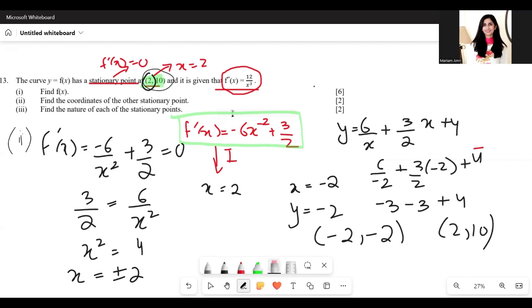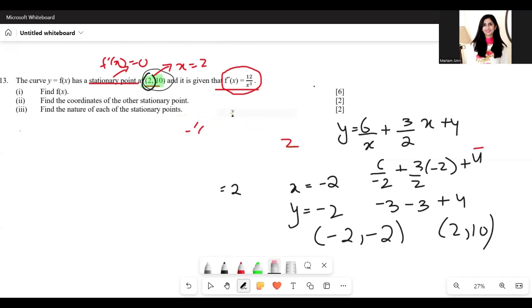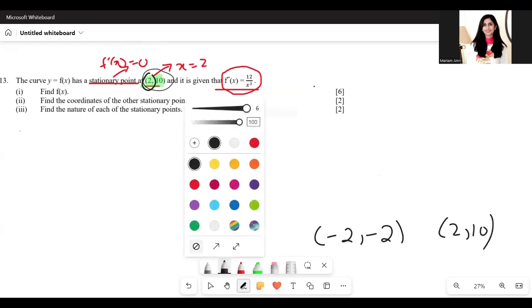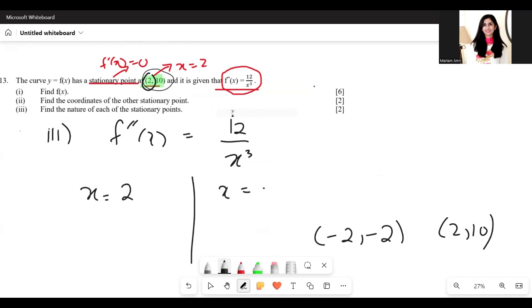Now it says find the nature of these stationary points. So we have to tell which one is maximum and which one is minimum. For that, we would have to double differentiate, but this question has already given us the second derivative, so we're going to just use that. f double prime x is 12 upon x cubed. Now in it, we're going to substitute x equals 2 and x equals -2.